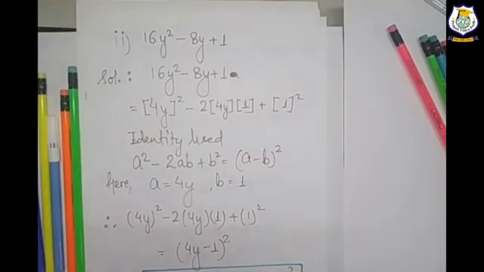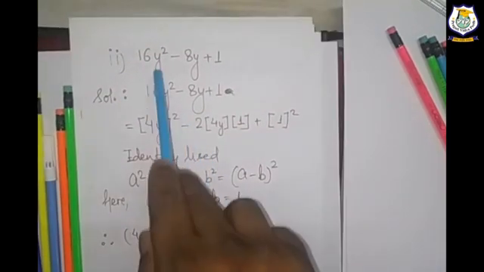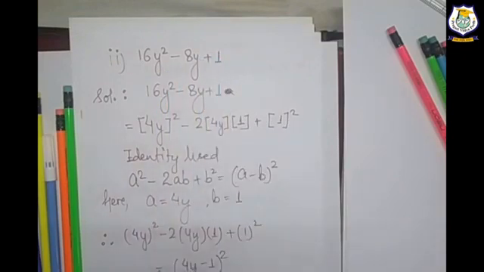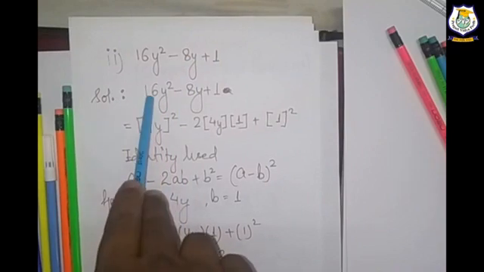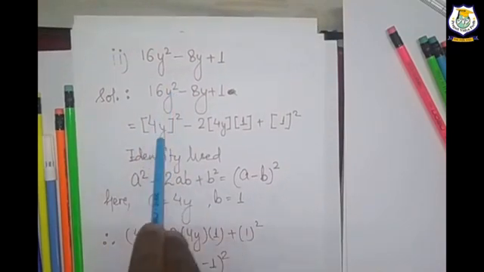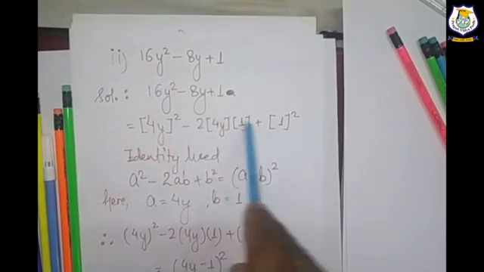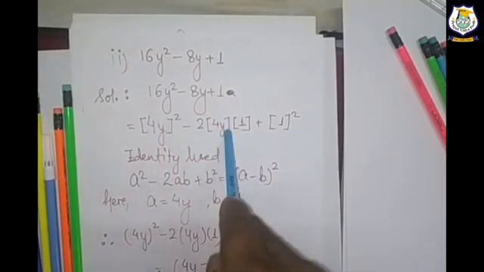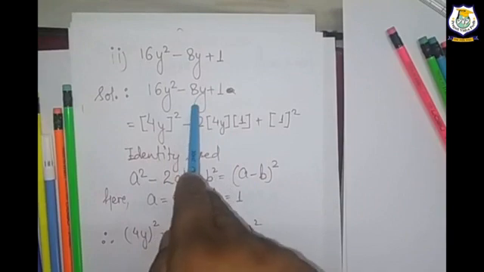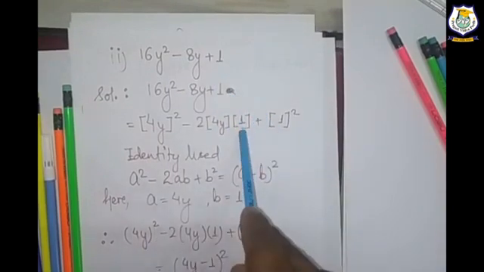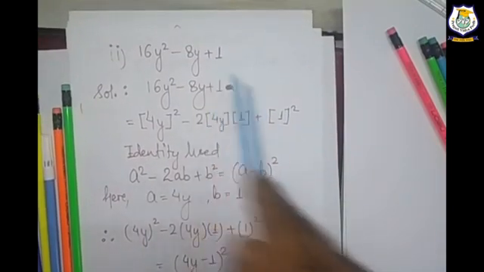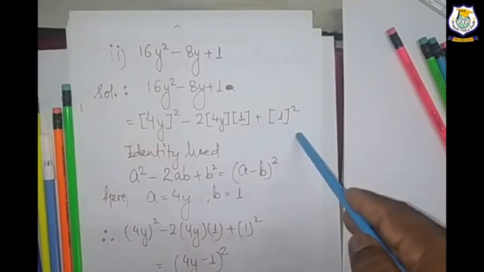Suppose we have the term 16y square minus 8y plus 1. By thinking, we can say that 16y square can be written as 4y whole square, minus 2ab. 2 is there, a is 4y, and 2 times 4 is 8. There is 8. So the last term must be 1, and plus 1, 1 can be written as 1 square. 1 square is always 1.